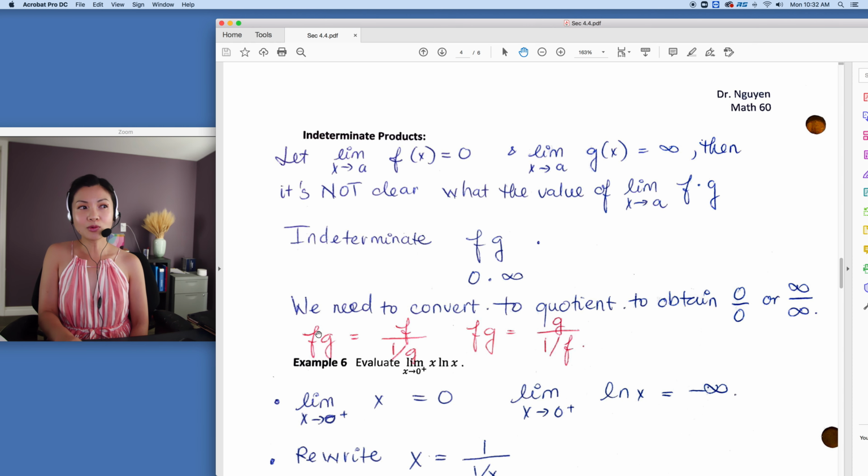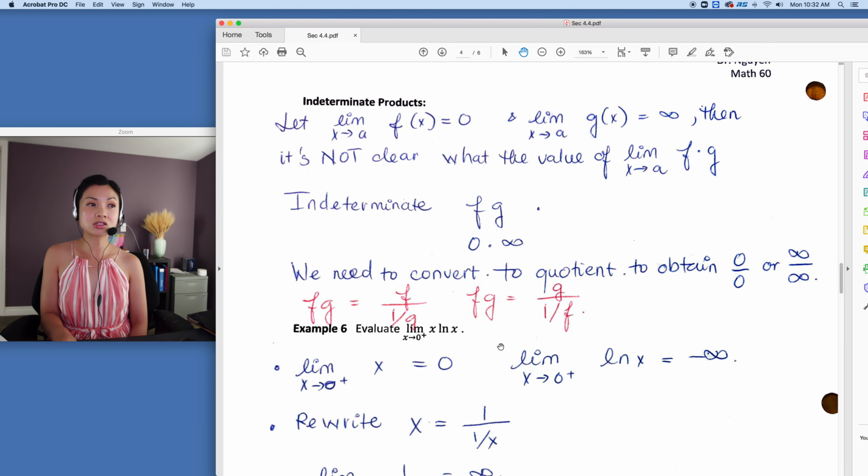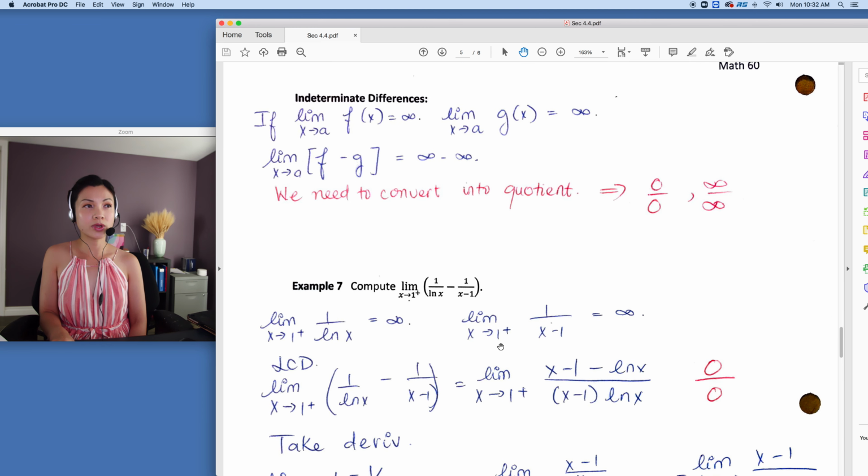Okay, now notice that f times g, if I change it to a quotient, I end up with f over 1 over g, right? And then you can just do the opposite. So pretty much you can go from product to quotient easily. So what do we have here?